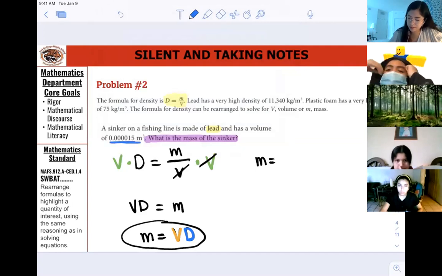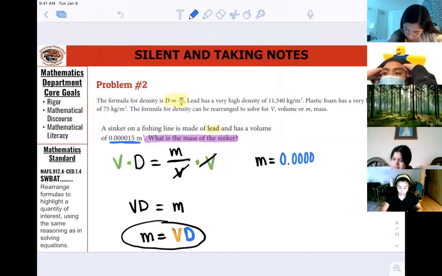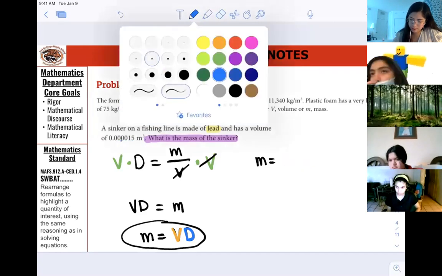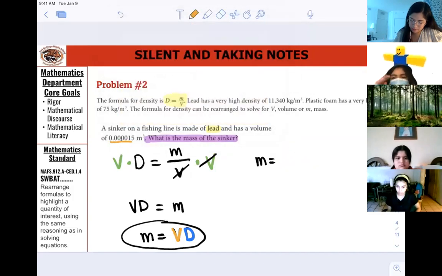0.00015. Good. 0.0000. Is that it? 1, 2, 3, 4. Yeah, 4 zeros and a 15. Oh, I put it in the wrong color. My bad. Trying to color code everything to make it clear. There we go. So that's my volume. What's my density?